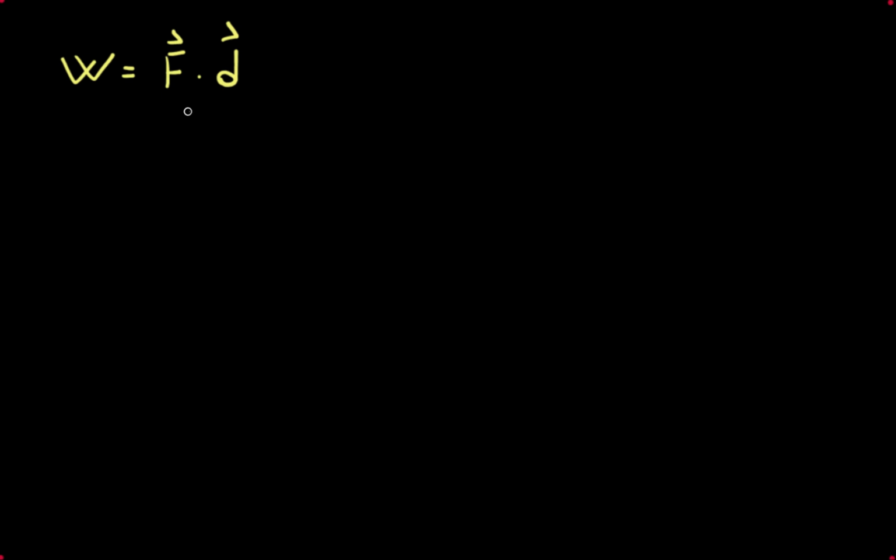Now, you may notice something interesting here. Work is not a vector. Work is just a number. Yet, force is a vector, and the distance over which it acts is also a vector. It's a displacement vector. So what does it mean? Why is it that I have two vectors and I multiply them together and I don't get one?